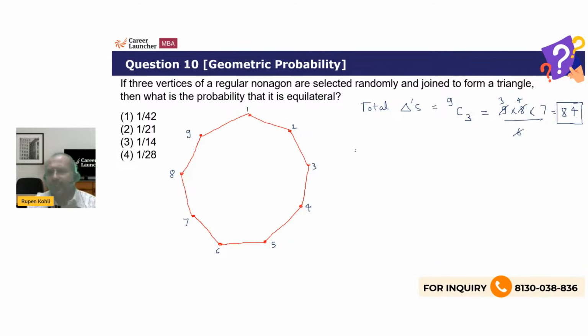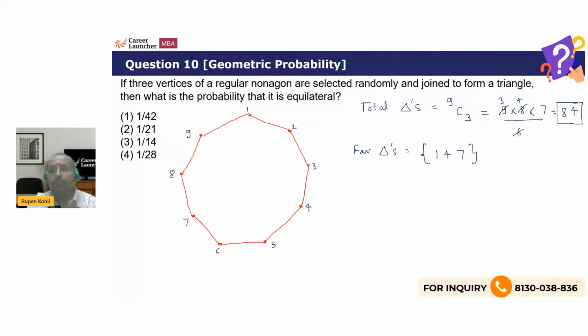For favorable triangles, it's a very selective list of triangles in which you pick the points so that they are equally spaced around the figure. Means, there are 9 points, so if you skip and take every third point, you'll have symmetry and you'll get an equilateral triangle. After 1, you pick 4, 3 points ahead, and then 3 points ahead 7. So one group of vertices is 1, 4, 7, which creates an equilateral triangle.